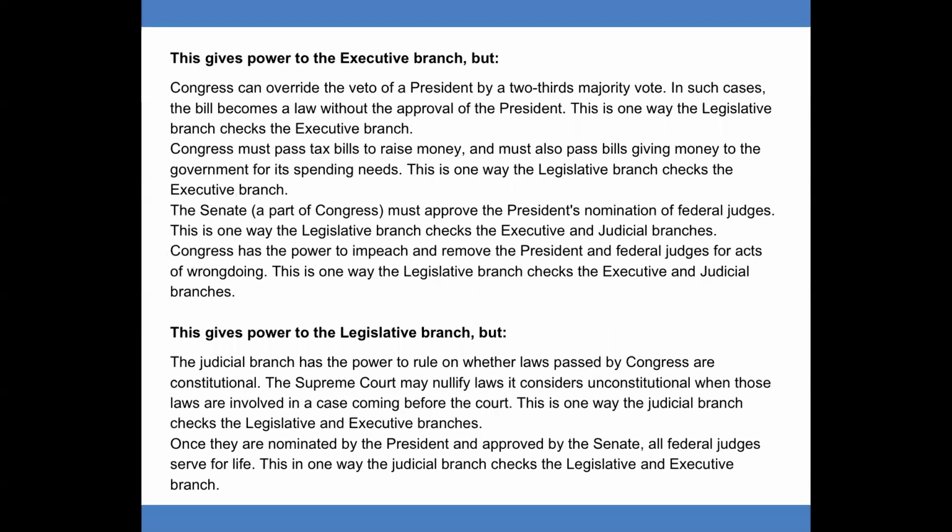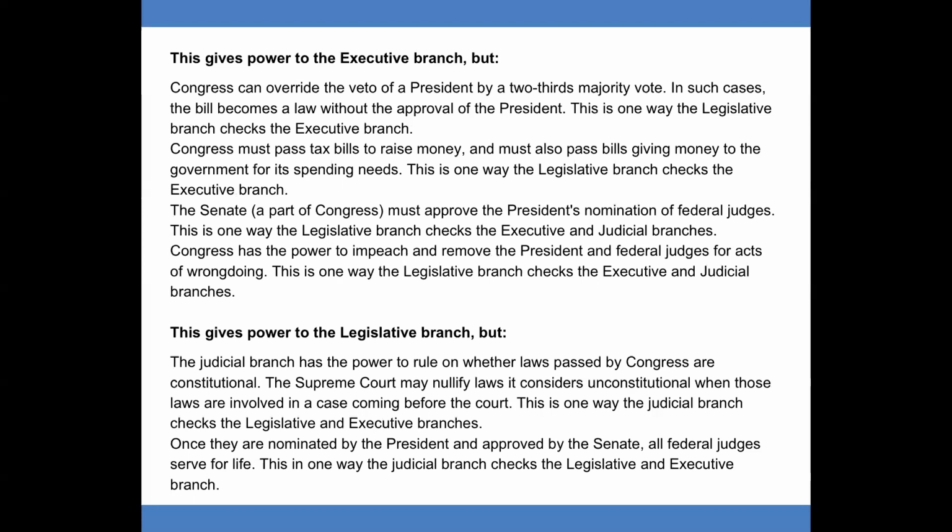This gives power to the executive branch, but Congress can override the veto of a president by a 2/3 majority vote. In such cases, the bill becomes a law without the approval of the president. This is one way the legislative branch checks the executive branch.